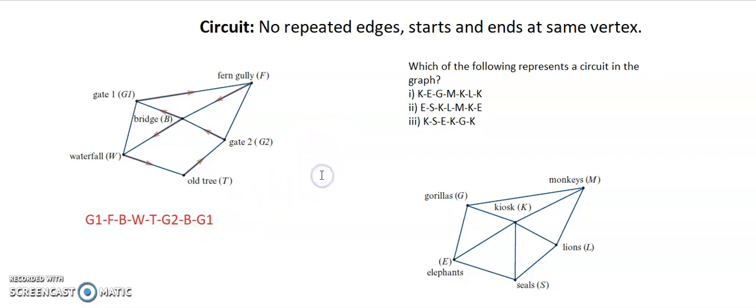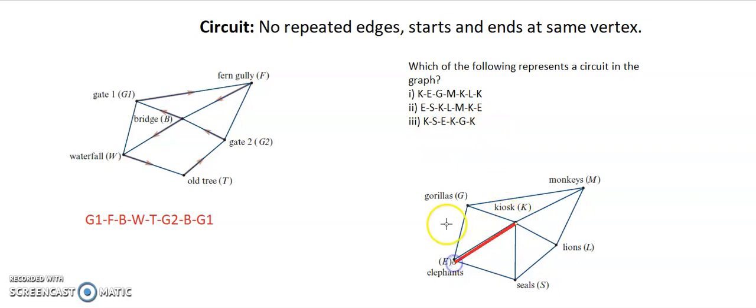Okay, let's have a look at our question over here. Again, please pause so you can have a go yourself. Okay, so this question says, which of the following represents a circuit in the graph? So I'm starting off at K and I'm finishing at K. I'm starting off at E and I'm finishing at E. So all of these have the same start and finish points. Now I'm just going to test it out.